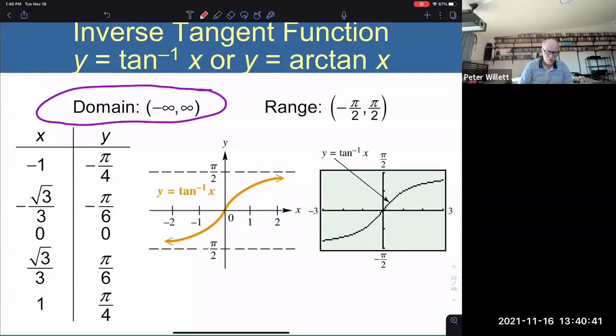But the up and down restriction is now between negative pi over 2 and positive pi over 2, just like the inverse sine function is. So the inverse tangent function, you can plug any number you want into it, and there will be some angle between negative pi over 2 and pi over 2 that would give you that result. You can plug in a 1, a 5, a million, a billion, -77. You can plug in anything you want, and the inverse tangent function will produce that angle between negative pi over 2 and pi over 2 that would give you that result. Okay.